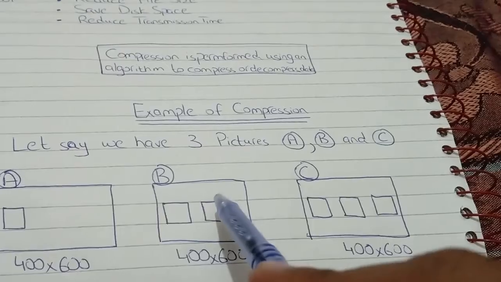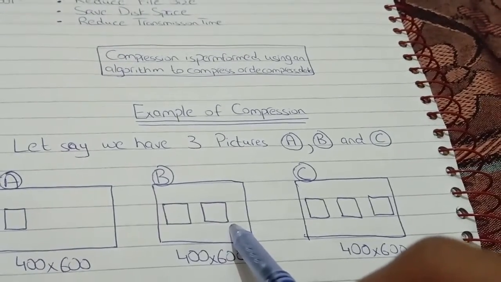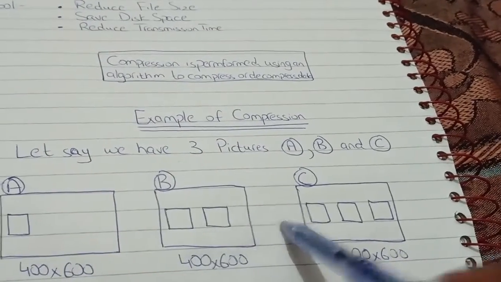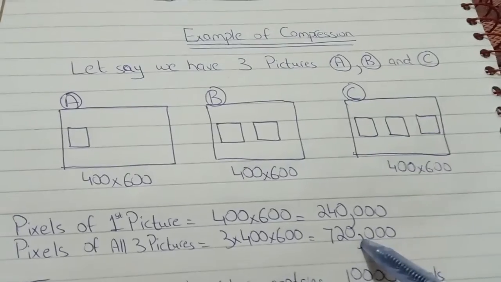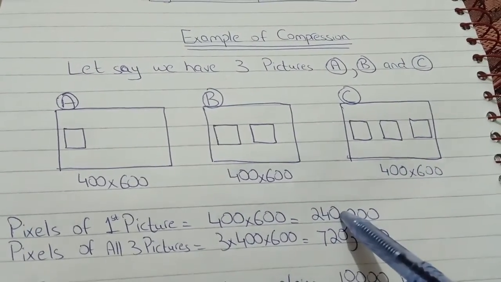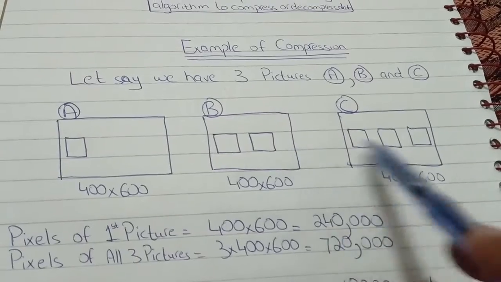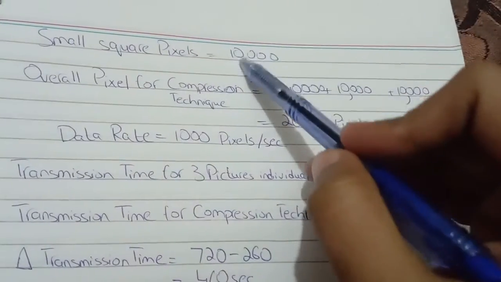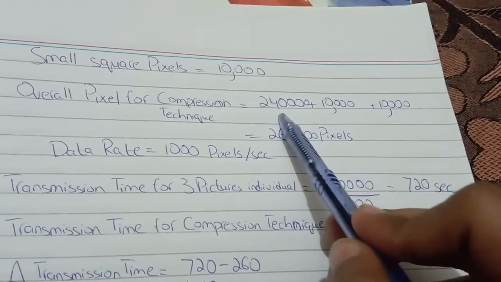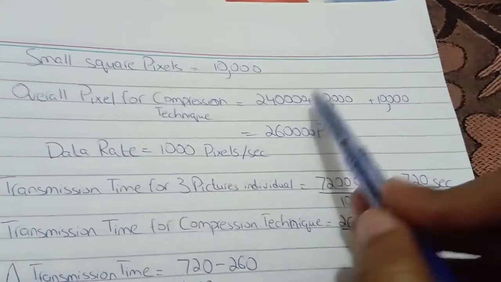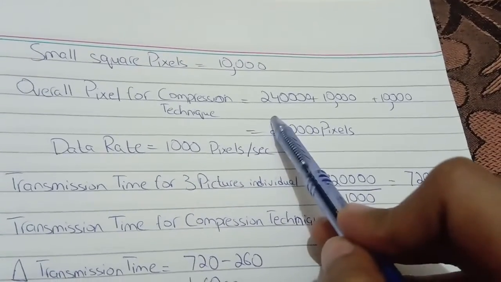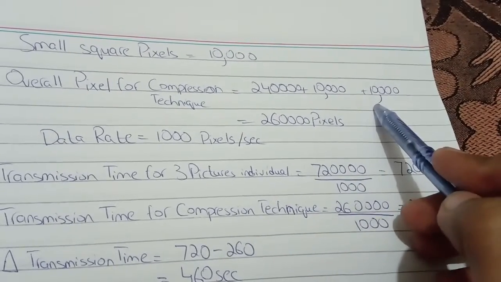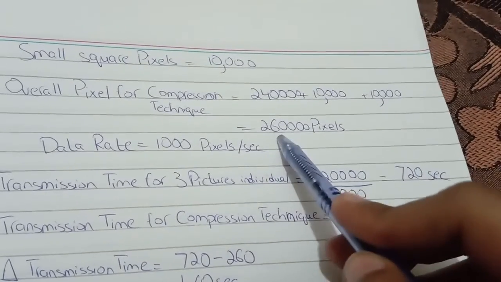this small square contains a pixel size of 10,000, so rather than transmitting all of this on 7,20,000 pixels, that is the total, we can transmit it using 2,40,000 plus 10,000 for this small block and 10,000 for this small block, which means 2,60,000. Calculating overall pixels, that means 2,40,000 pixels of picture A, plus 10,000 for the additional small block in picture B, and 10,000 for the small additional block in picture C. That means overall we get 2,60,000 pixels.